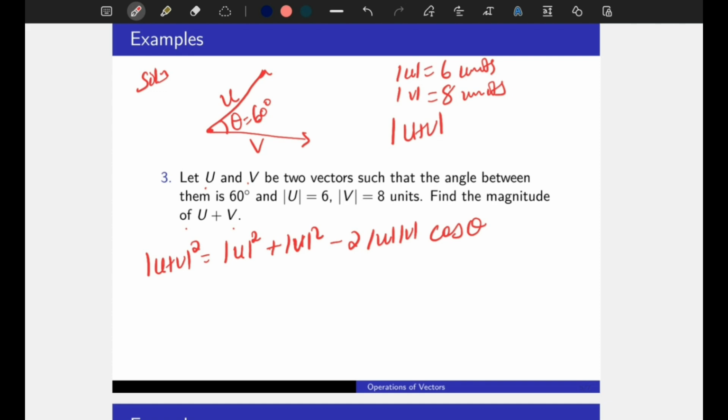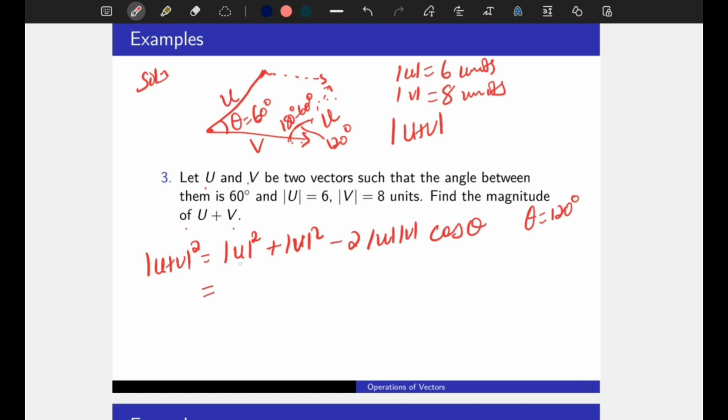So let's come back to the parallelogram law. We can draw a parallel line for v and a parallel line for u, so we have this one. As you see here, v is here and u is here, so they are arranged head to tail, so we can add them. This angle is 180 degrees minus 60 degrees, which is 120 degrees. So for u plus v, our theta is 120 degrees, not 60 degrees.